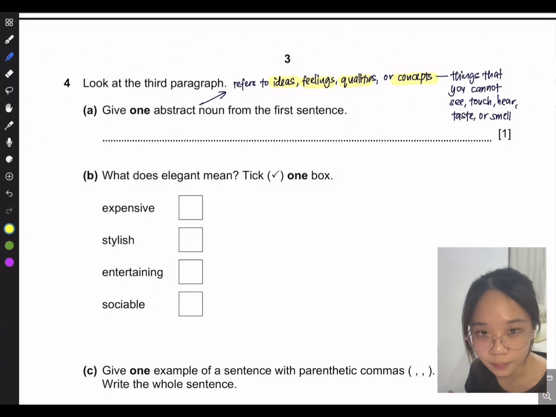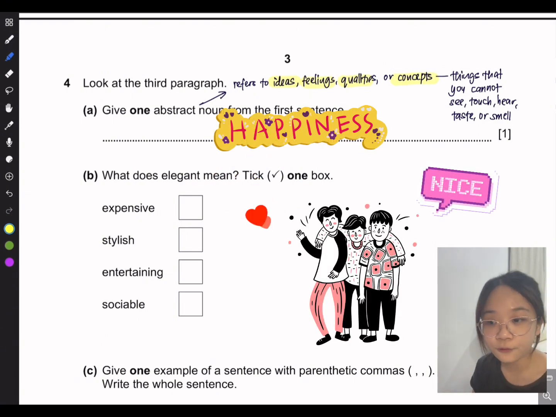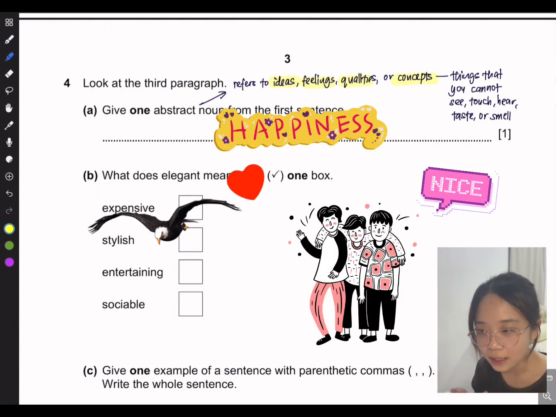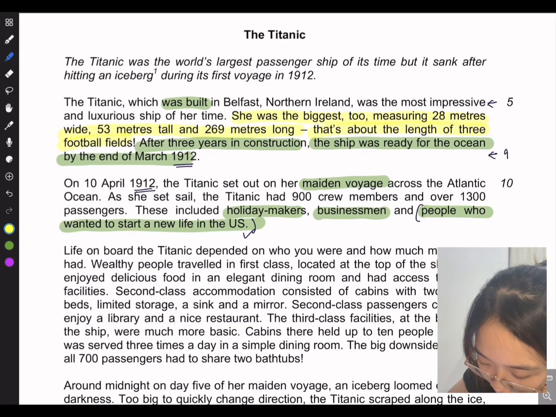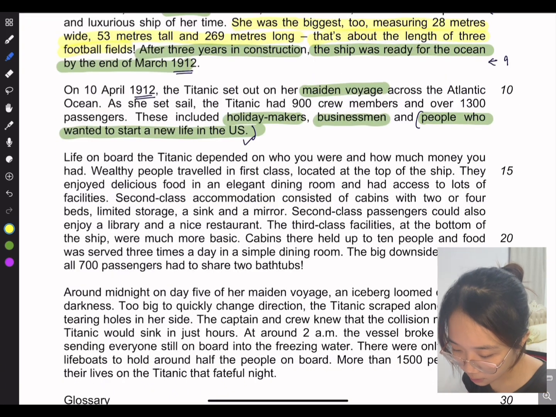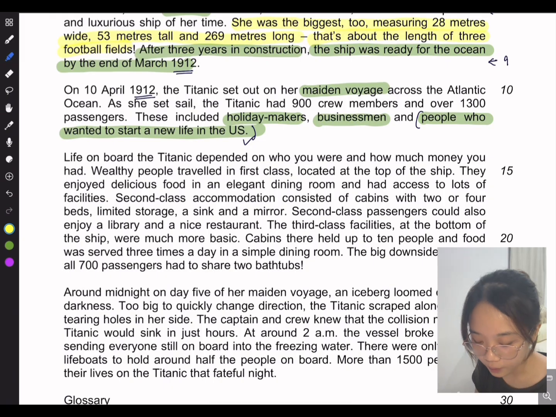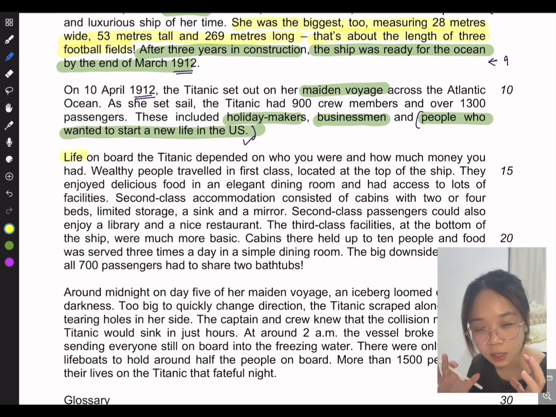I can give you some examples: love, happiness, friendship, honesty, freedom. So you can feel or understand them, but you cannot touch them. Okay, so here they have given you a clue. You can get it from the first sentence in the third paragraph. Okay, so the abstract noun you can get from the first sentence of the third paragraph is life, because you cannot actually physically hold on to it.